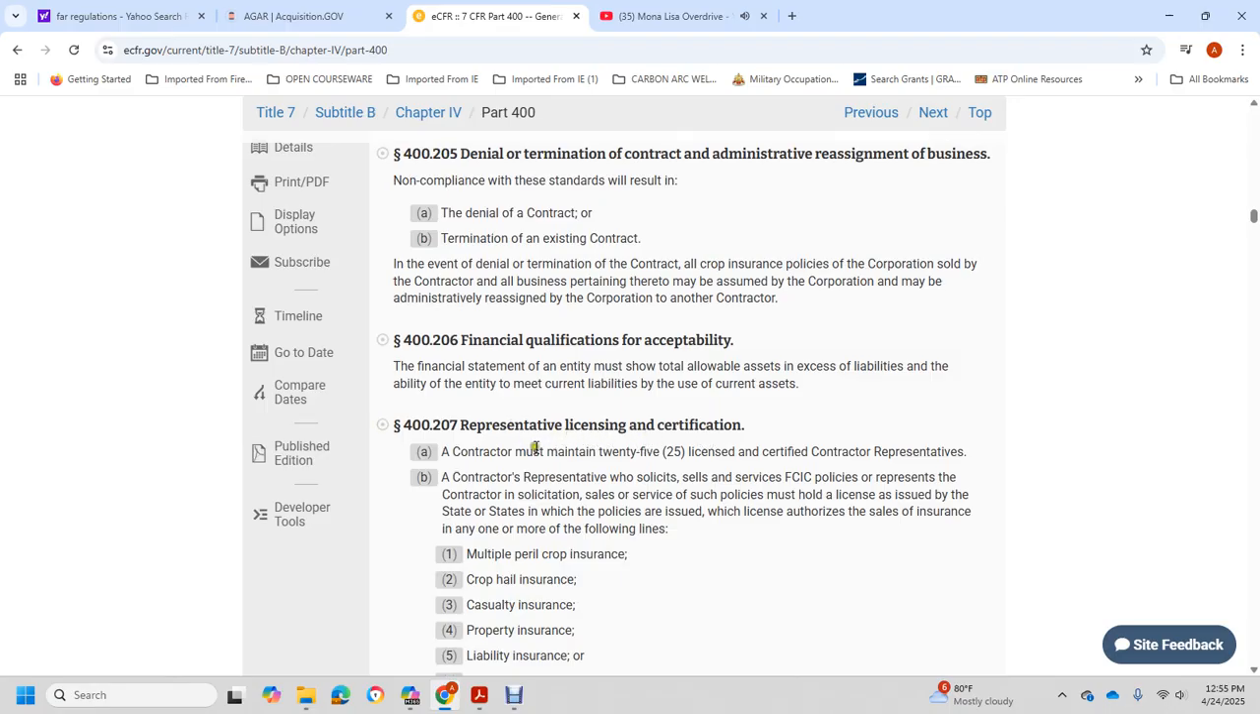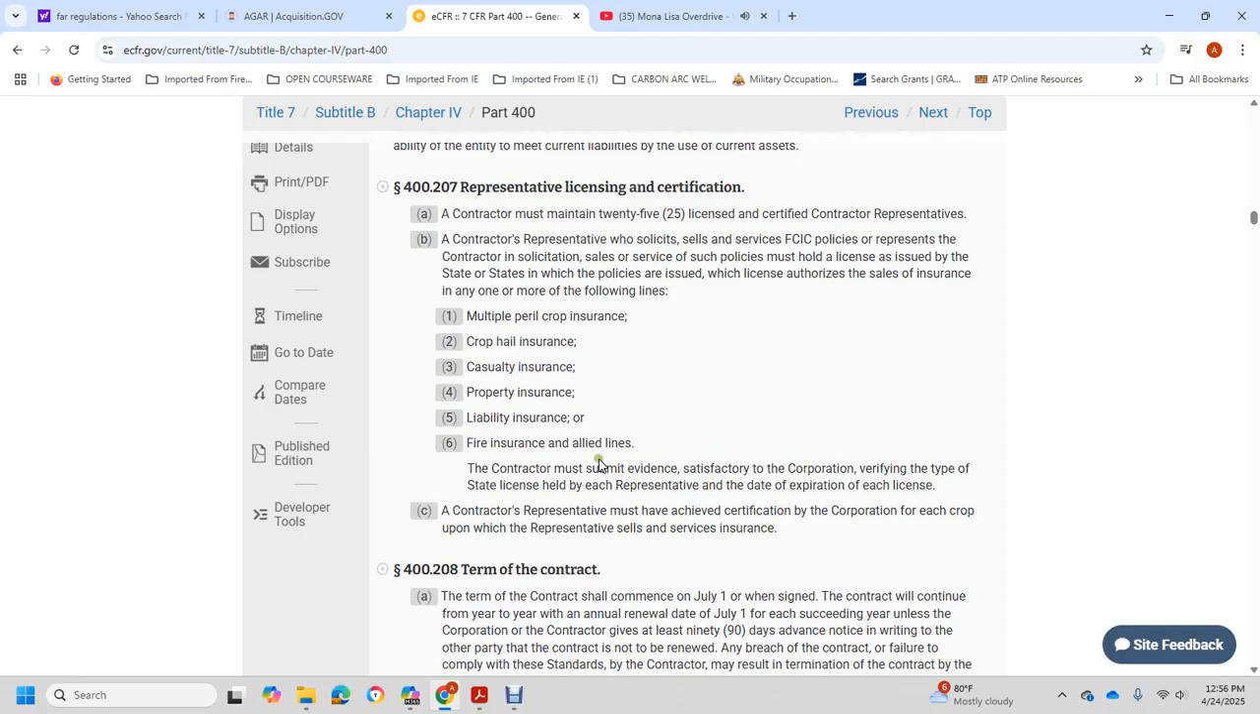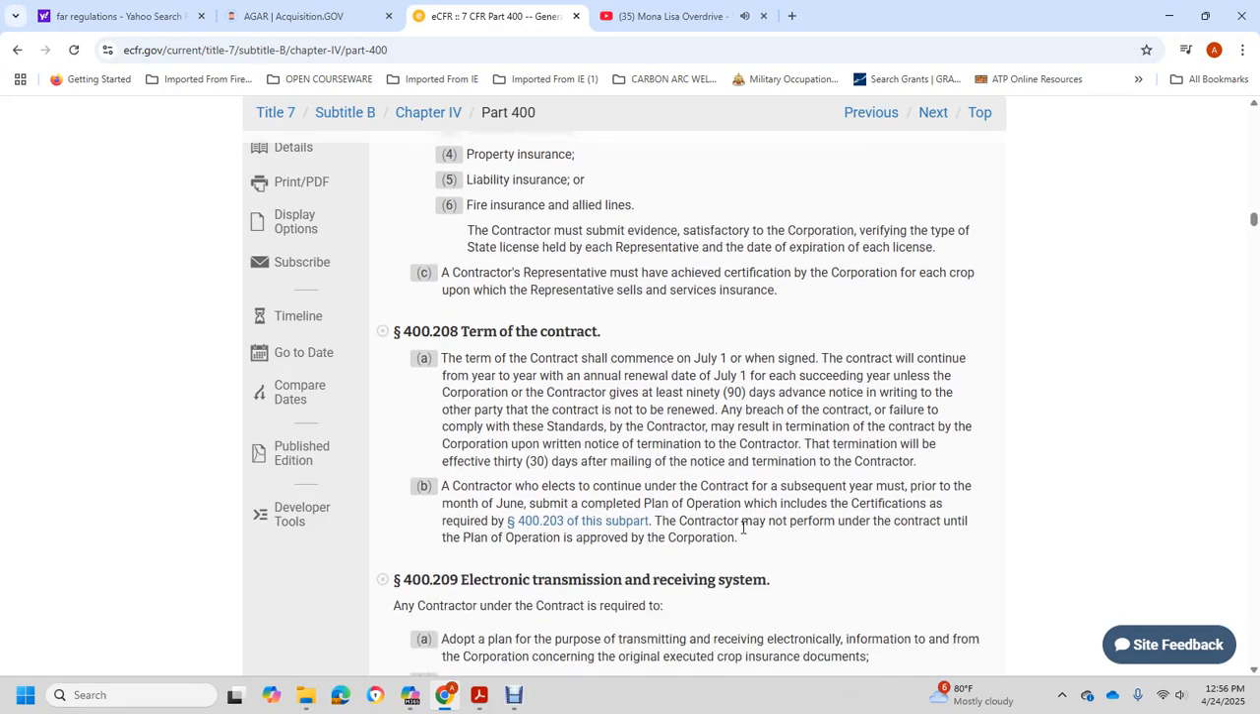402.07 Licensing and certification of representatives. The contractor must maintain licensed and certified contract representatives for the term of the contract, for solicitation and sales of the federal crop insurance corporation policy. Representatives must hold a license issued by the state licensing authority for the sale of insurance in one or more of the following lines: multiple peril crop insurance, crop hail insurance, casualty insurance, property insurance, liability insurance, fire insurance and allied lines. The contractor must submit evidence for the corporation to verify the type of the state lines license held by the representative and the date of expiration, for each life of the contract. Representatives must be certified by the corporation for the sale and service of crop insurance.